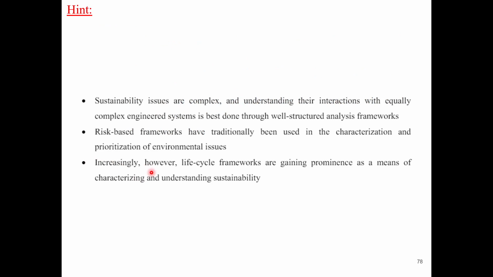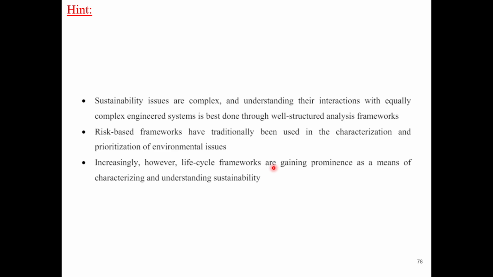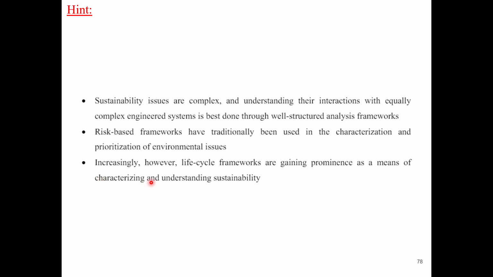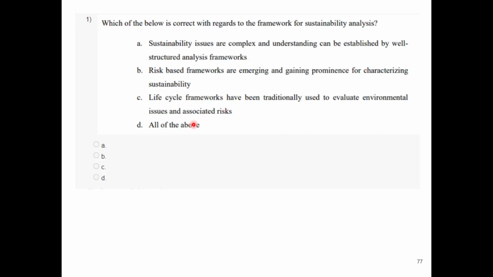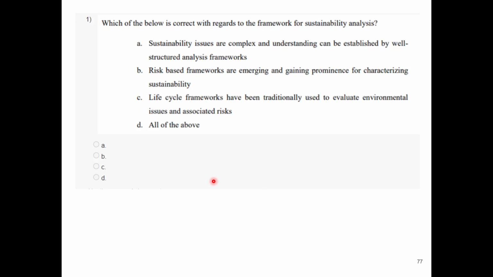And the third is, increasingly, life cycle frameworks are gaining prominence as a means of characterizing and understanding sustainability. So life cycle frameworks are not traditional; they are emerging and gaining prominence. They are not used to evaluate environmental issues and associated risks, but are a means of characterizing and understanding sustainability. So the C option is also incorrect, and the correct option is A: sustainability issues are complex and understanding can be established by well-structured analysis frameworks.